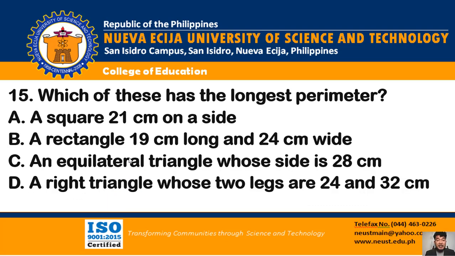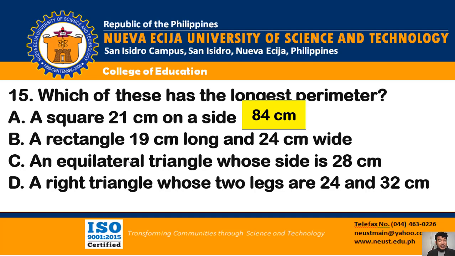Number 15. Which of these has the longest perimeter? This type of problem is a problem where you have to solve each one of the choices because you have to be very sure with your answer. Okay. Letter A, a square 21 centimeters on a side. So you have to solve for the perimeter. You add all the sides of the square. So 21 plus 21 plus 21 plus 21, that is equal to 84 cm.